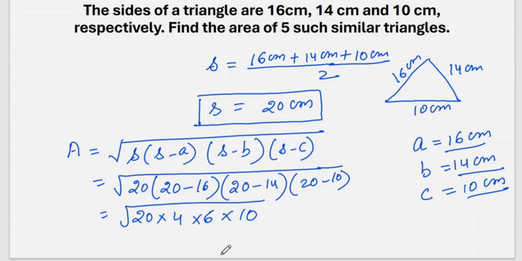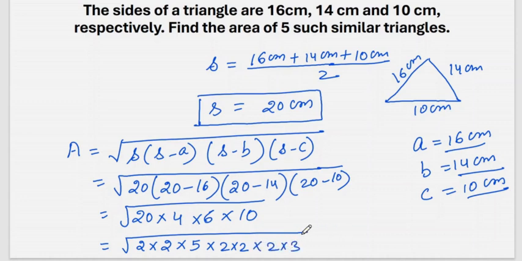Okay. So most of the people will multiply this and will get stuck into some bigger number. You don't have to do anything else. Just prime factorize each number. Okay. So now let us further prime factorize the number. 20 can be written as 2 into 2 into 5. 4 can be written as 2 into 2. 6 can be written as 2 into 3. And 10 can be written as 2 into 5.